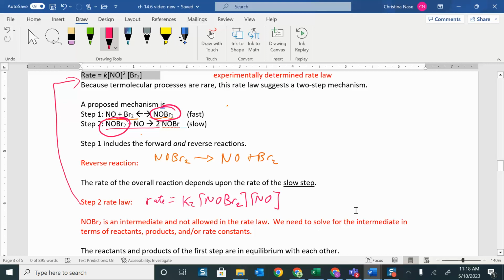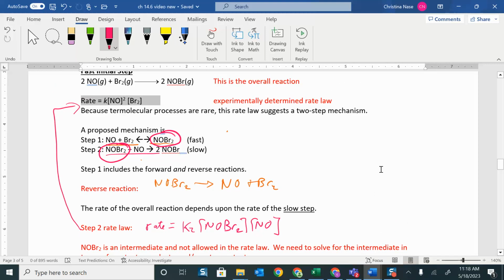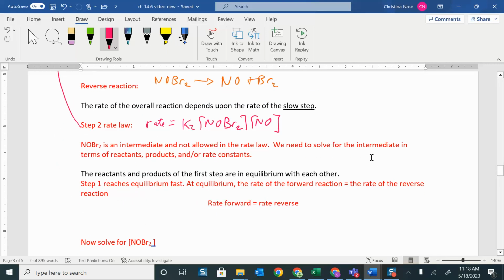We can have reactants, products, and rate constants. So the way we do that is we go back over to the first step. And the first step is the fast step. That means the rate of the forward reaction equals the rate of the reverse reaction. That's what we have here. The rate of the forward reaction equals the rate of the reverse reaction.